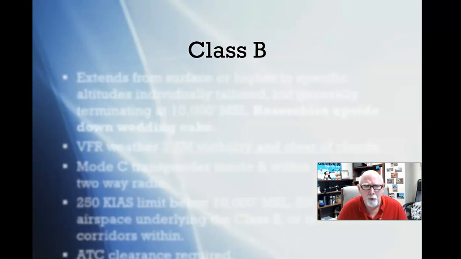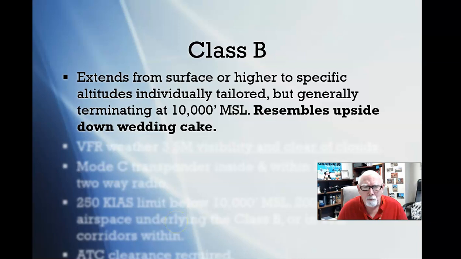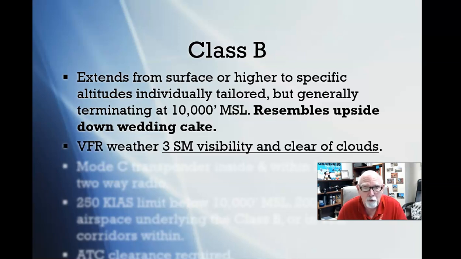Class B airspace, think B as busy. It extends from the surface or higher to specific altitudes, which are individually tailored for every operating area or busy airport. But generally, it terminates at 10,000 feet MSL. It resembles an upside-down wedding cake, where the altitudes will change as you get closer to an airfield that is surrounded by the Class B airspace.